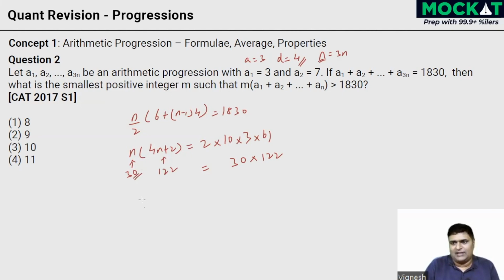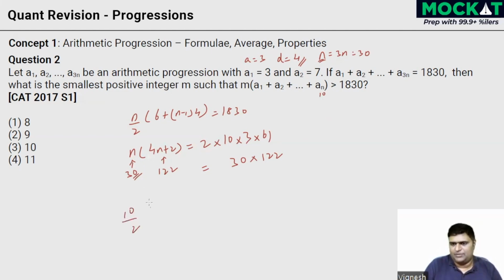That's it. N has to be an integer. Factorize it and try to find out. Do not use quadratic equations over here to solve for this. So once you found n to be 30, this is 30, 3n is 30, then n is going to be 10 only. I want to know the sum of the first 10 terms.